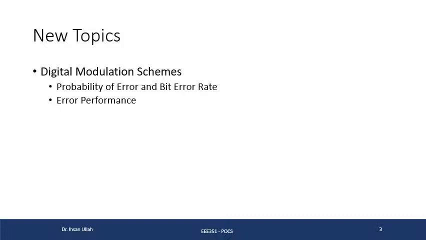It includes the probability of error, bit error rate, and error performance of certain different digital modulation schemes. So we have covered almost all the digital modulation schemes except some of the advanced ones, which you are going to see and analyze in your digital modulation course. And some of them that we have left will be considered as your homework assignment per se. So let's start with today's lecture.